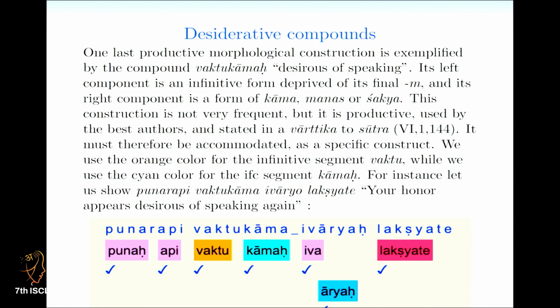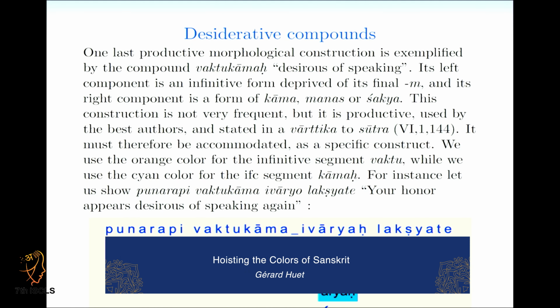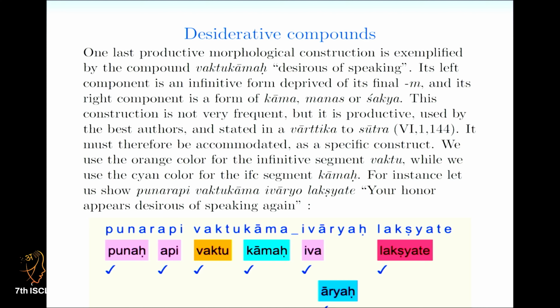All right, so we are almost done, but there is one last productive morphological construction, exemplified here by the compound vaktukama. He who is desirous of speaking. Okay, so its left component is an infinitive form. Here it's vaktum, to speak, yes? But you deprive it of the m, okay? So it's like doing luk, but on an infinitive, okay? And the right-hand side is a form of kama, manas, or shakya.